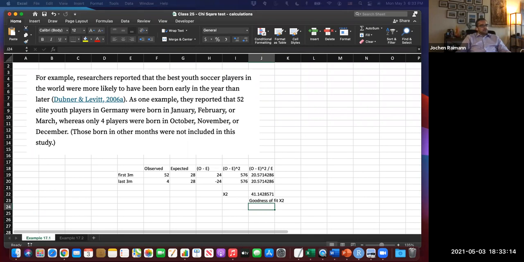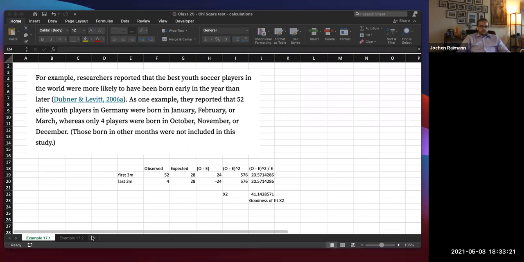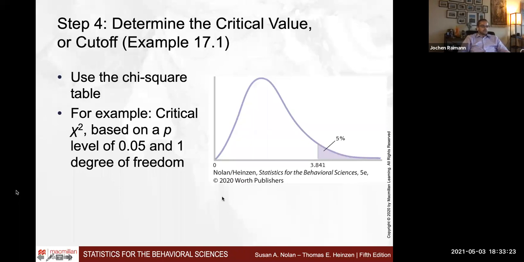Okay, so this is the goodness of fit. And this is really the simplest form of a chi-squared test. So now let's move on.